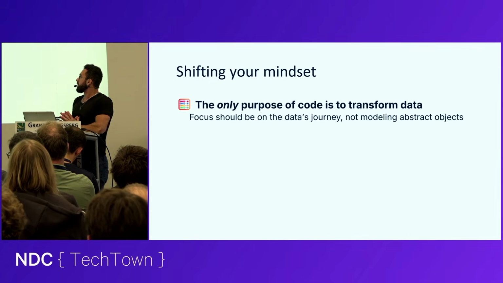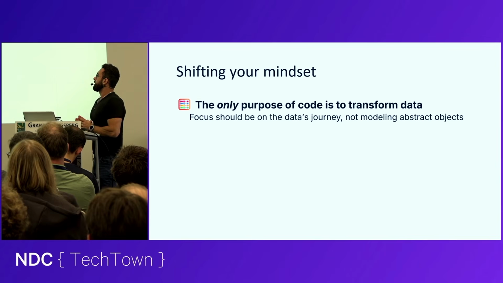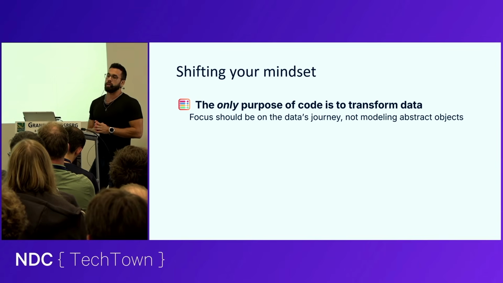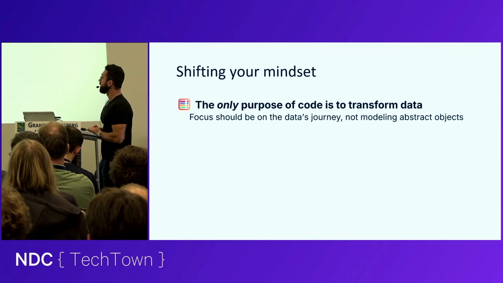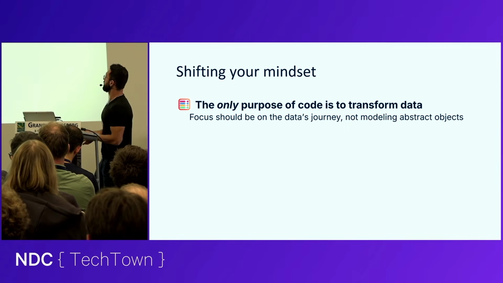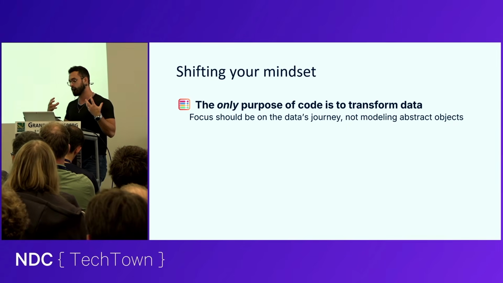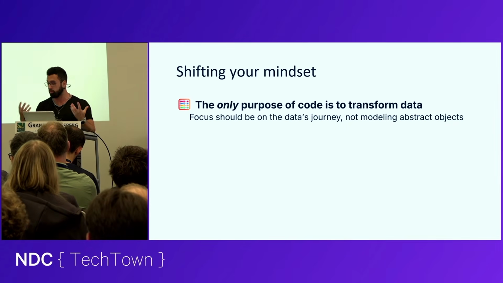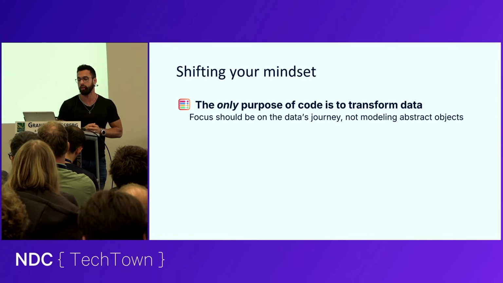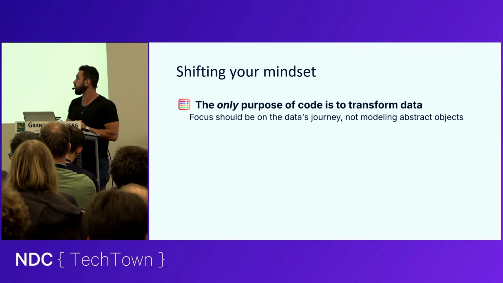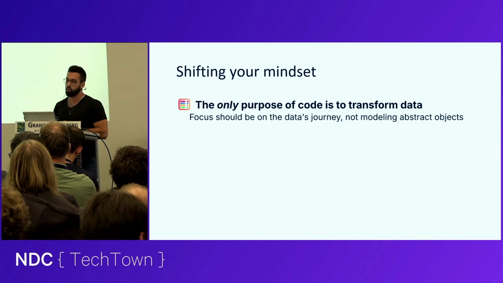I feel like the first thing you have to sort of accept is that the only purpose of code is to transform data. It's a tool for data transformation. So your focus should be on the data itself, not on trying to model this nice view of the world into code. It can be fun sometimes to try and abstract away things, but what really provides value is the data and how it's transformed.